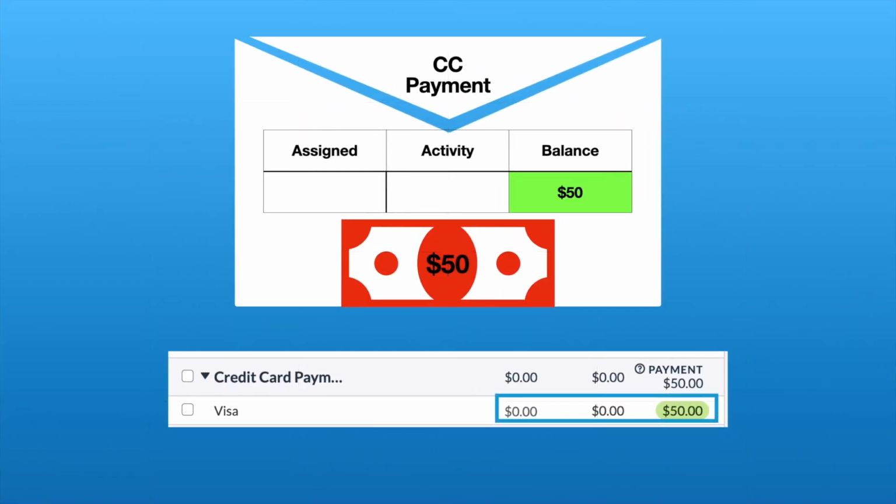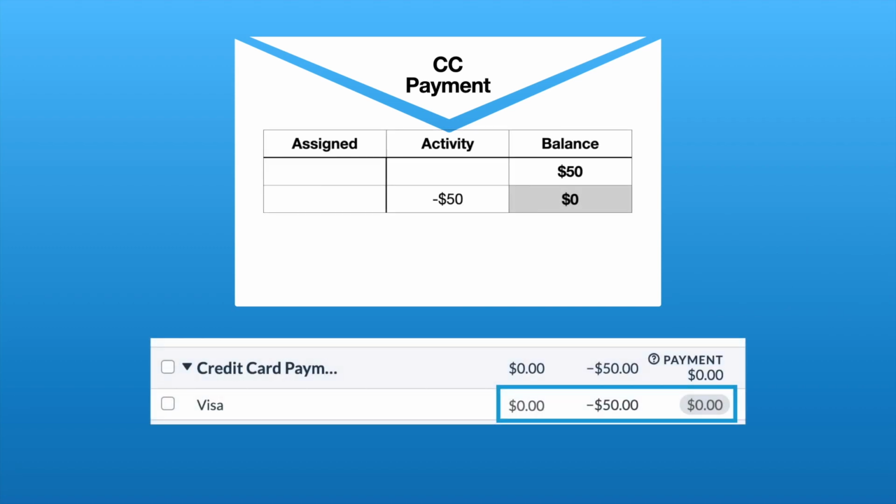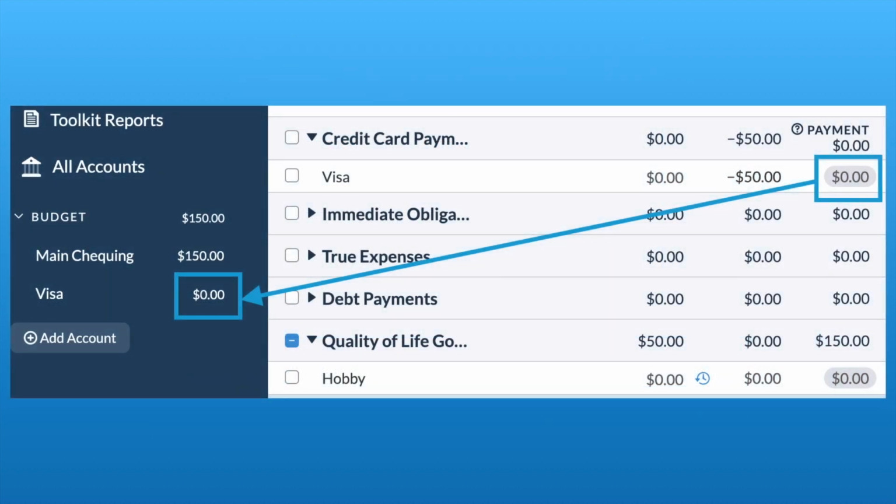The next thing I'm going to show you is the actual payment of the credit card. So let's jump back into the visual. Here we have our credit card payment category, that $50 we set aside for the hobby. So we have $50 cash sitting in the envelope, ready to pay the credit card company. Now I'm going to send that $50 to the credit card company and record that in YNAB in my account. So I can see my $50 is leaving to go to Visa, and I record that I sent negative $50, and now I have 0 left in my credit card payment.